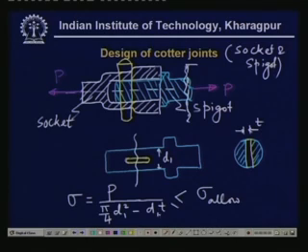The d1 value when found out, then we can go for some other calculations. Now, the cotter will rest against this part. So, therefore, there is a chance that a crushing may take place between the spigot and the cotter. So, let us calculate that.